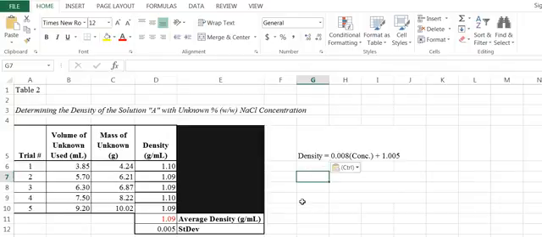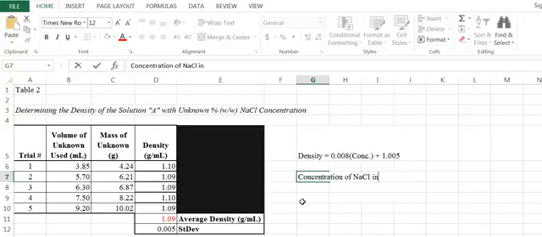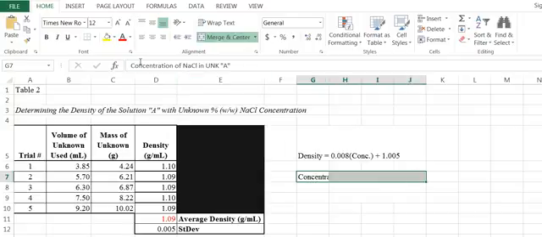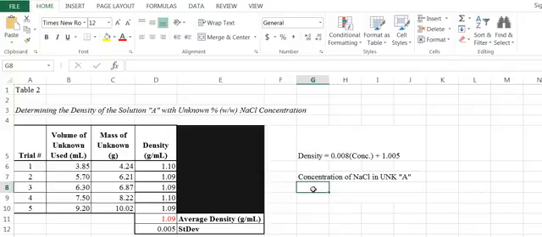So the concentration of NaCl in unknown, this I was saying was A, and I need to fix that where it'll actually show up what I just wrote. This is my slope, right? So I need to determine concentration. I know my average density is right here, right? So this is very important.